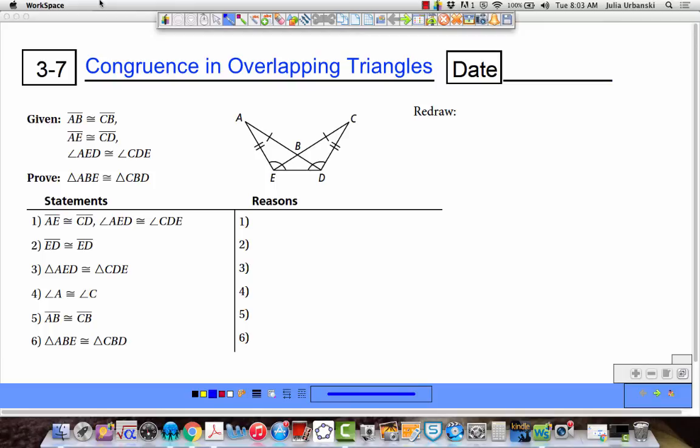We are studying congruence and overlapping triangles. So all the rules are the same that we already have, except sometimes the triangles look more confusing. And in this kind of a problem, there's 3 or 4 triangles there. You have to just make sure that you find the ones they're talking about.